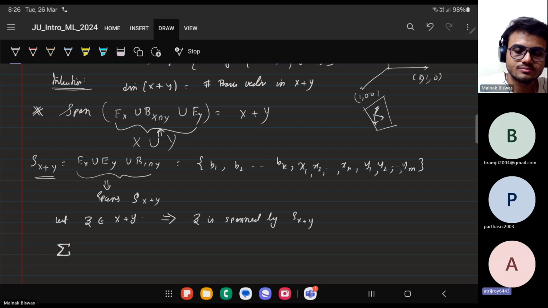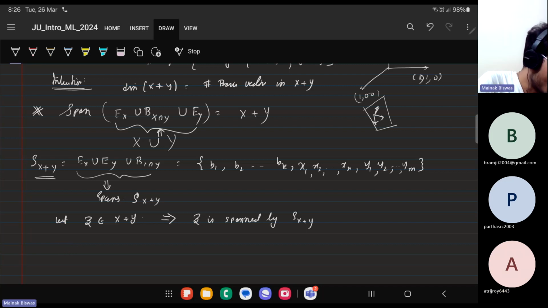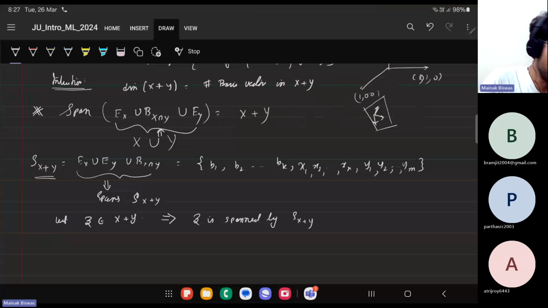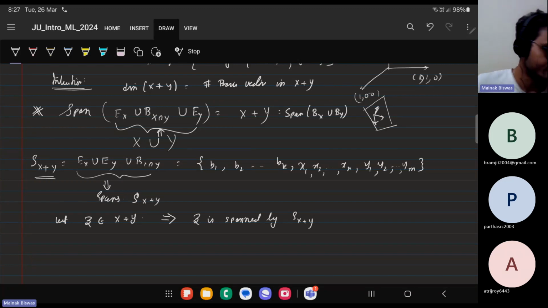Like for x, if we write z equals small x plus small y, then x can be expressed as some linear combination of b1 to bk and x1 to xn. Yes, you are right. So we can even make it simpler. How can we make it simpler? Let us not write even three terms here. We can also write this as span of bx union by. Yes or no? Do you agree? Both are same. That's what I meant. Good.